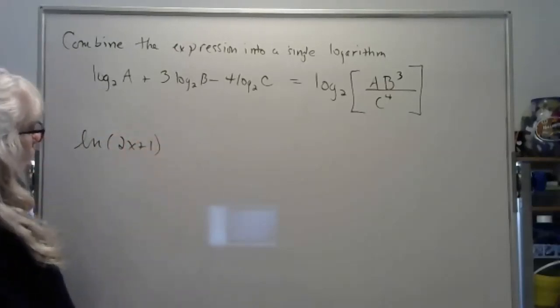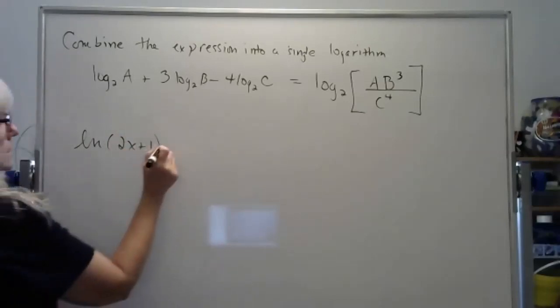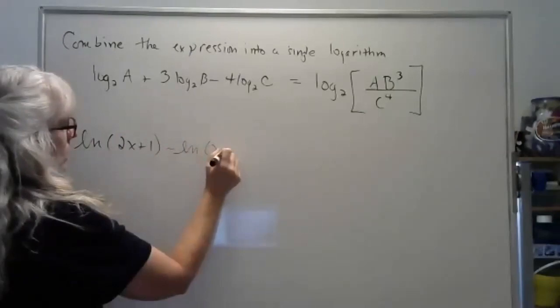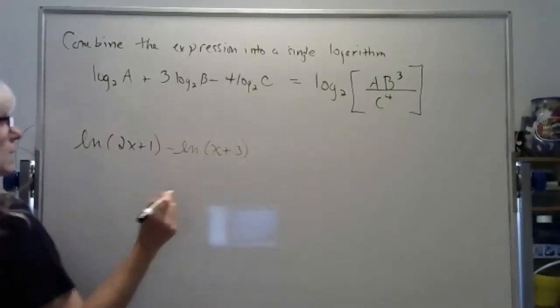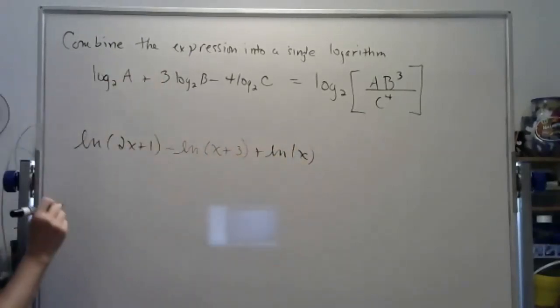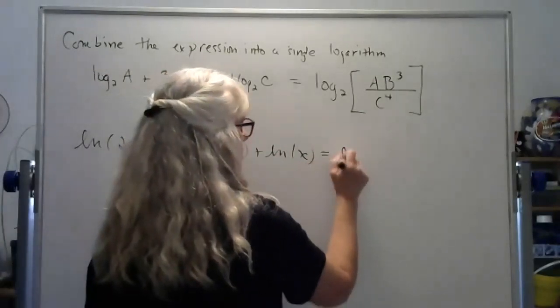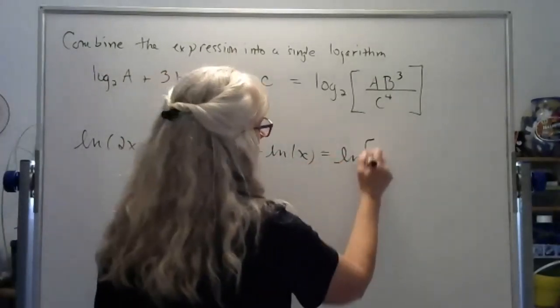Okay, how about the natural log of the quantity 2x plus 1 minus the natural log of the quantity x plus 3 plus the natural log of x. So the natural log of the quantity 2x plus 1 minus the natural log of the quantity x plus 3 plus the natural log of x. Okay, so again, if it's a negative, it goes to the denominator. If it's a positive, it stays in the numerator. So we're going to write the natural log just one time.